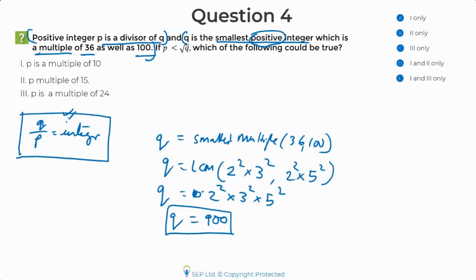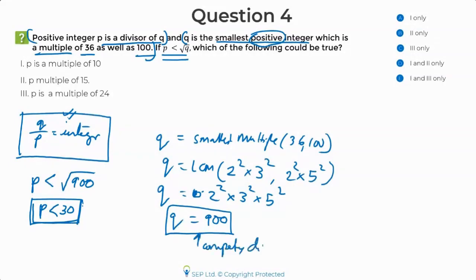So Q is 900 and P divides Q. That is also something which we know. Now, the third part is that P is less than the square root of Q. So there was another piece of information, that P is less than the square root of Q. So P is less than 30. I'm looking for values of P which are less than 30 and should completely divide this. See, I'm breaking down everything, making sure that I make no mistakes at all.